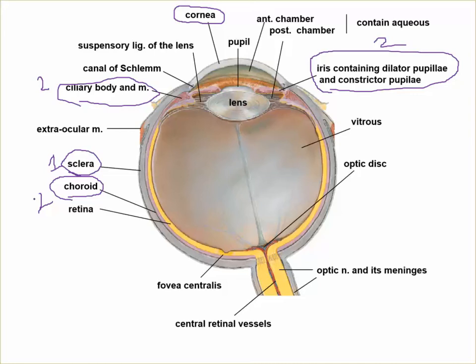Then you can also see the third layer, which consists of the retina, the nervous layer. The other structures are the vitreous, just behind the lens, kept in position by the suspensory ligament of the lens, also called the zonule. You can also see the optic nerve with its meninges over here, the central retinal vessels in the center, and the Fovea Centralis, which is in the center of the macula.